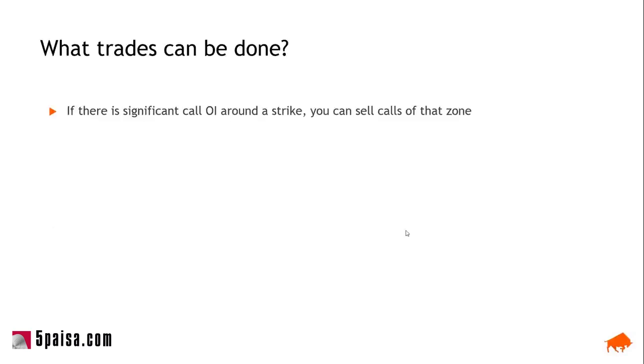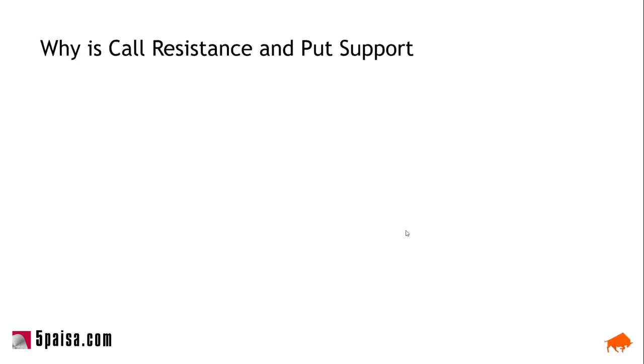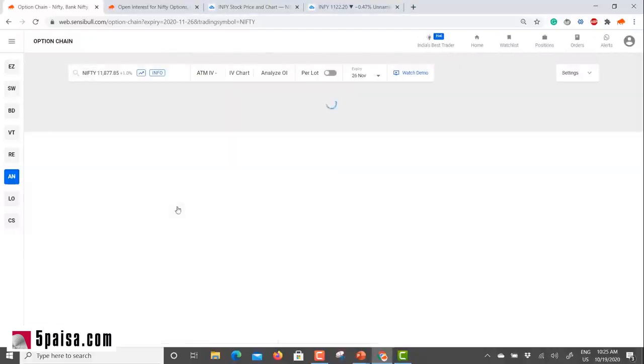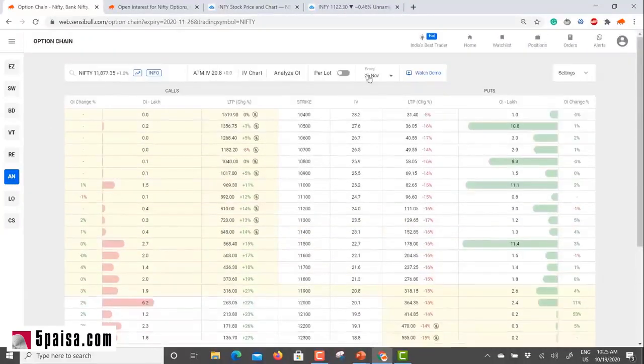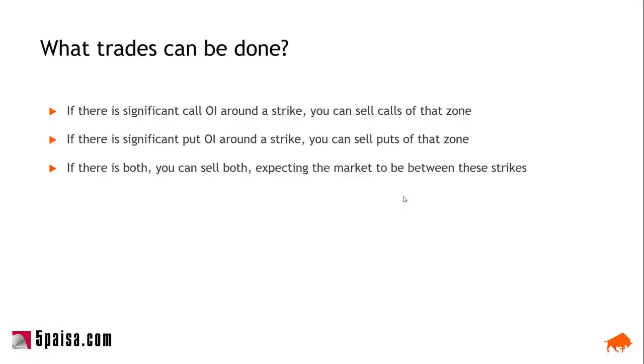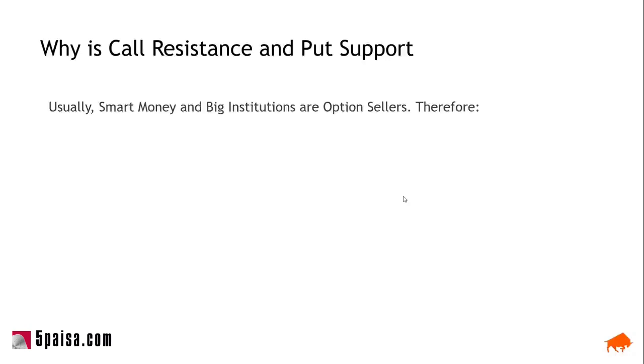So what trades can be done? If there is a significant call OI around a strike, you can sell calls of that zone. If there is a significant put OI around a strike, you can sell puts of that zone. If there is both, you can sell both and expect the market to be between these strikes. So the typical example of that is this week's Nifty. So if you look at it, this week, so that's 22nd October, it's between these two zones, and it's a solid strangle selling opportunity. Not saying that you should sell strangles based on this analysis, do your own research, etc, etc.